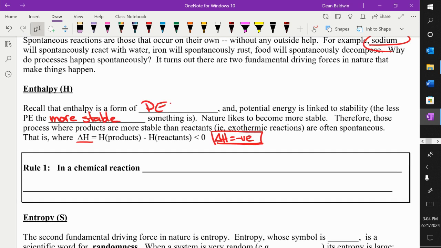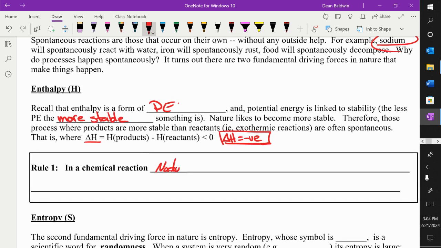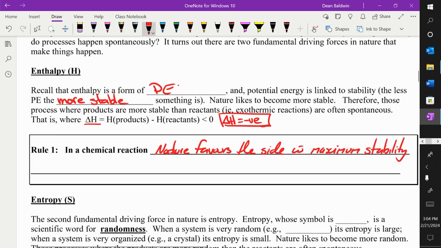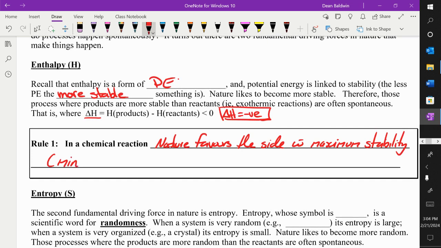So in a chemical reaction, nature favors the side with maximum stability, which means minimum enthalpy. We want delta H to be negative. That's what's going to push a reaction one way or the other. That's only one thing that'll drive a reaction, though.